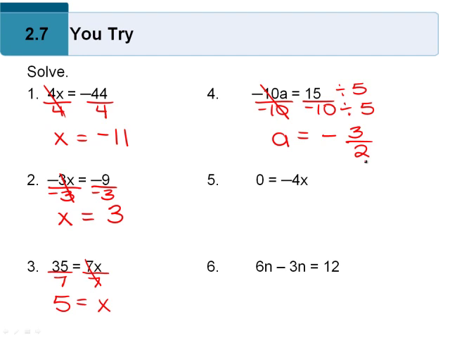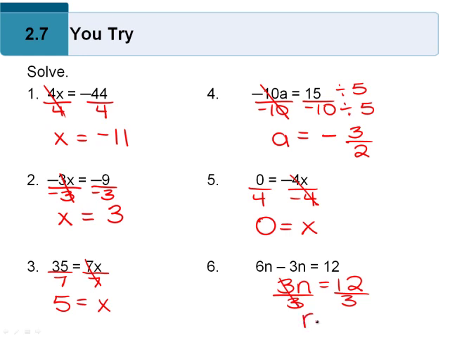And then number 5, remember you're trying to get rid of the coefficient, so we're going to divide by negative 4 on both sides. The negative 4's cancel, and x equals 0 divided by any number is just 0. And number 6, you've got like terms right there. So that's your first step. 6n minus 3n would be 3n. And that equals 12. Then divide by 3 on both sides. So the 3's cancel, and we get n equals 4.